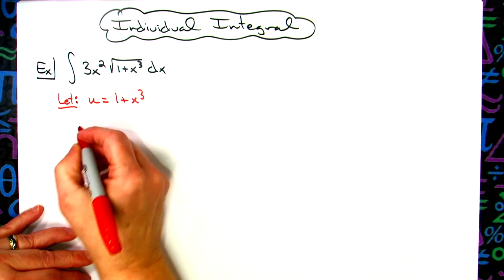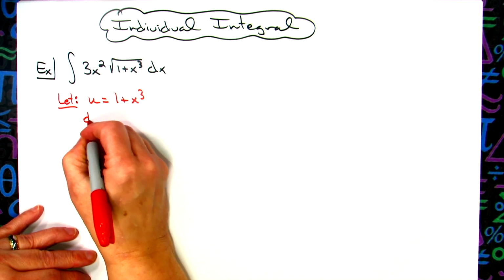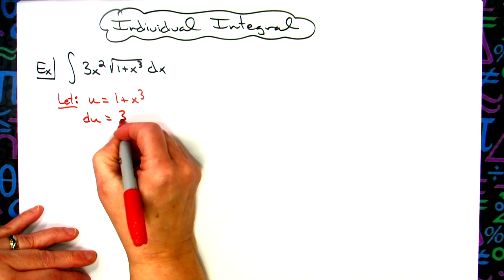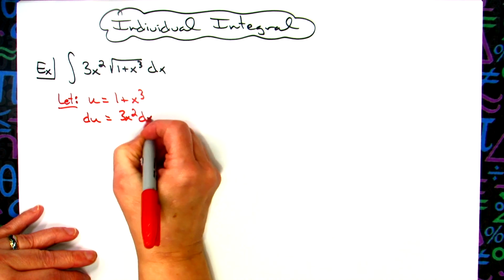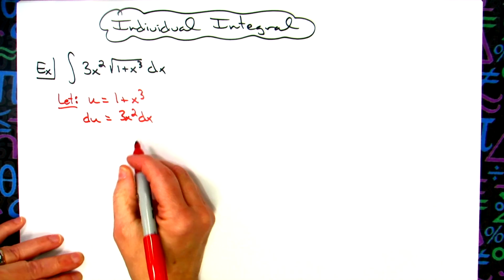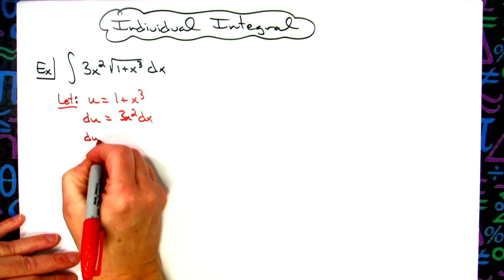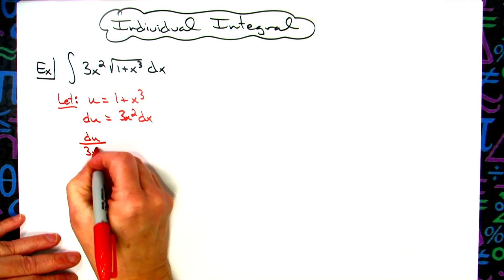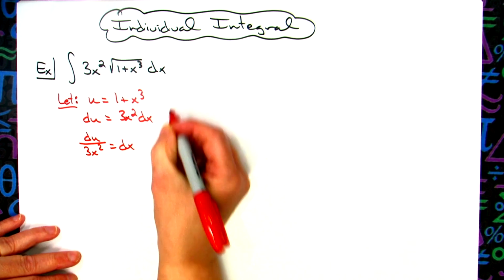All right, next step is going to be take the derivative of both sides. So we'll have a du, and then we'll have a 3x squared dx. Now I am going to go ahead and solve all the way down for that dx. So we'll have a du over 3x squared is equal to that dx.